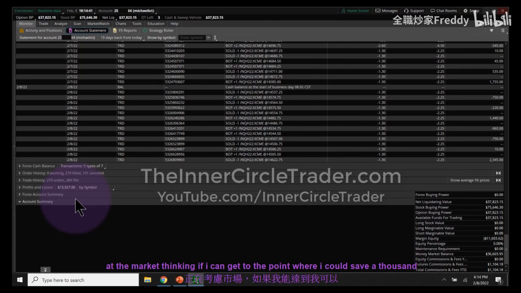But when I first started, back when I was 20 years old, I'm looking at the market thinking, if I can get to the point where I could save $1,000 a month, by the time I'm in my 40s, I won't need to work. Now, obviously, I didn't factor in inflation and all that stuff, but $1 million by 40, that was enough for me to get to work and focus on learning how to do this.